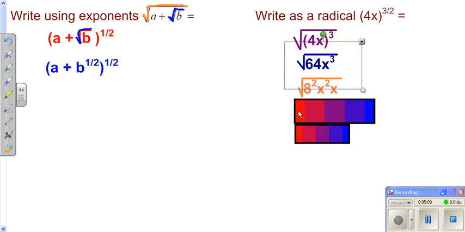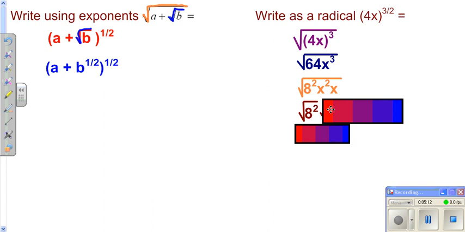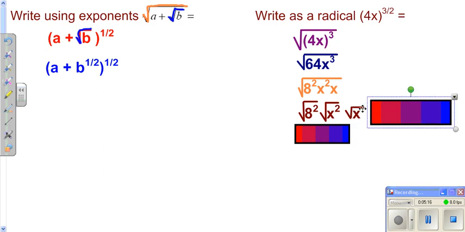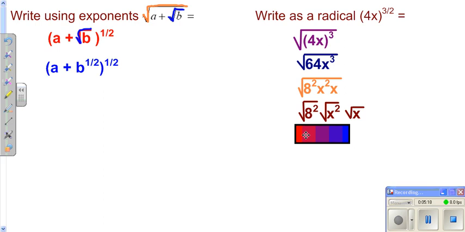Now you want to go ahead and take the square root of your 8 squared, square root of your x squared. The square root of the first part is 8, the square root of x squared is x, because a square root undoes your squaring, and your square root of x at the end you can't do anything with.